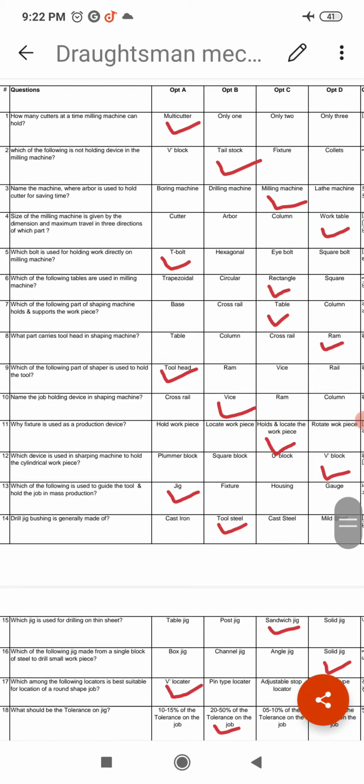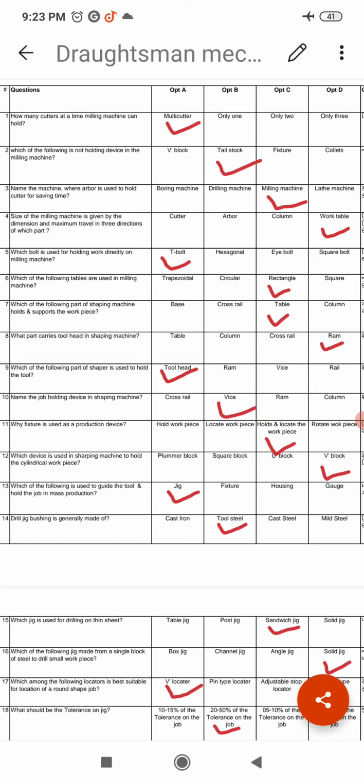Next, how many cutters at a time can a milling machine hold? Option A, multi cutter. Next, which of the following is not a holding device in the milling machine? Option B, tailstock. Next, name the machine where an arbor is used to hold cutters for saving time. Answer is C, milling machine.